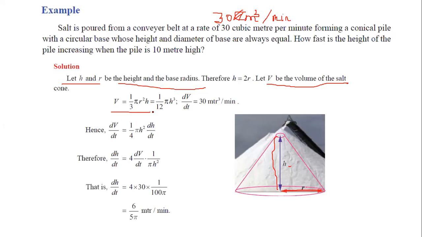But you have to substitute: h equal to 2r, r equal to h by 2. Then you will get 1 by 12 pi. Instead of r we are substituting h by 2. So V equal to 1 by 12 pi h cube.